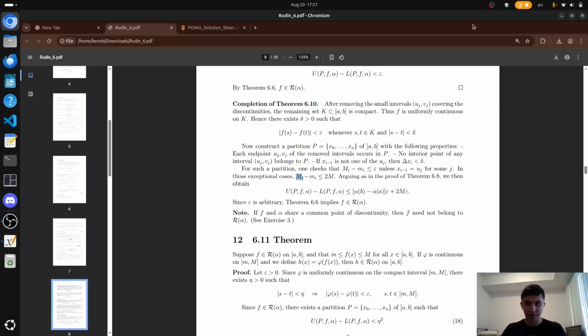Arguing as in the proof of theorem 6.8, we then obtain U(P, f, alpha) minus L(P, f, alpha) is less than or equal to (alpha b minus alpha a) epsilon plus 2M epsilon. Because U(P, f, alpha) minus L(P, f, alpha) is a sum of (M_i minus m_i) times delta alpha_i, and we know it's 2M over here. This subtraction over here is 2M.